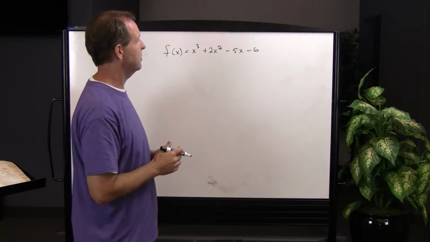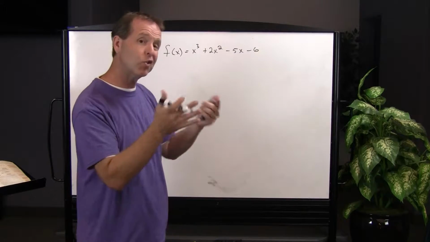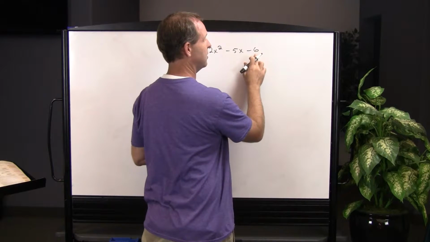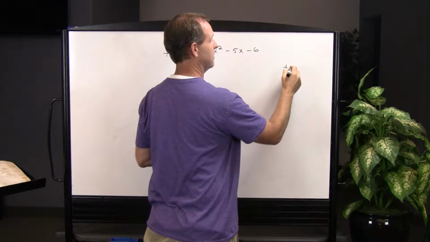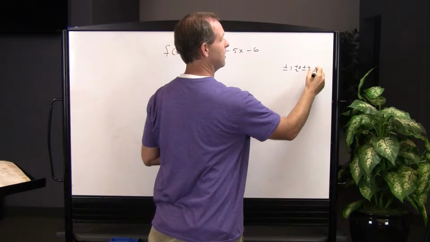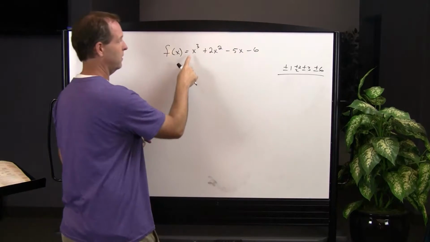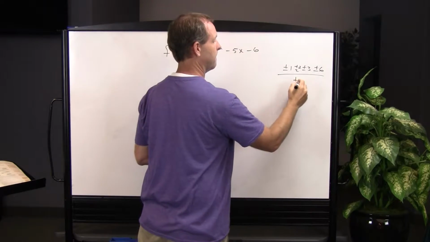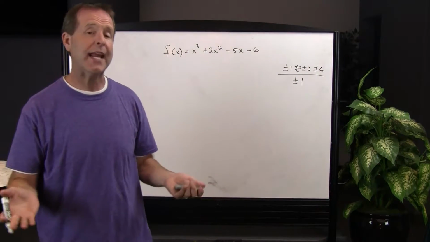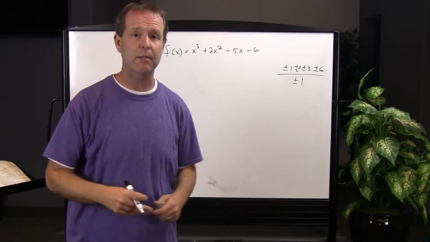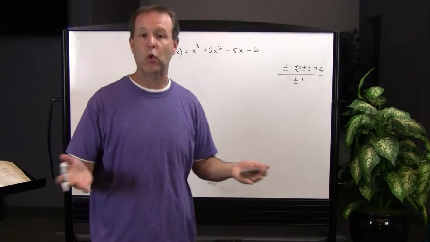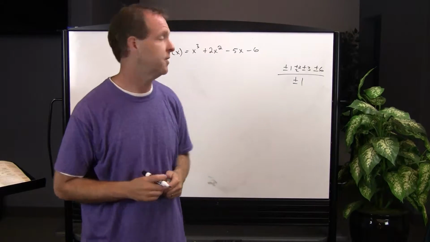Fortunately, we remember that we can look at the ratio of potential rational zeros: the factors of the constant term, plus or minus 1, plus or minus 2, plus or minus 3, plus or minus 6, all over plus or minus 1. So there's 1, 2, 3, 4, 5, 6, 7, 8. At least I was able to narrow all the possibilities down to 8 opportunities. And so now it's just a little bit of trial and error. Which one of those is a potential zero?